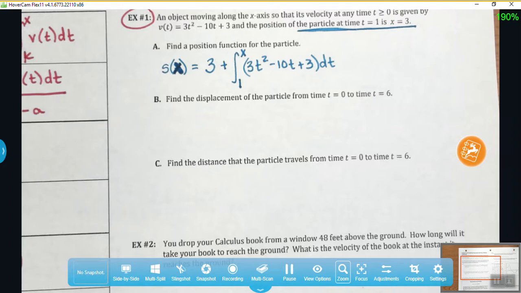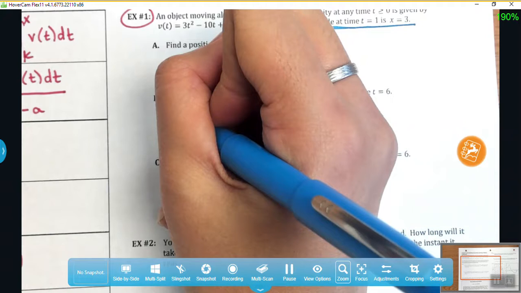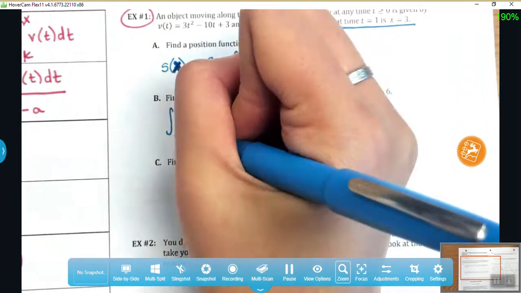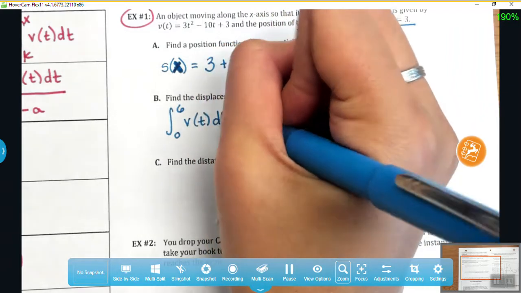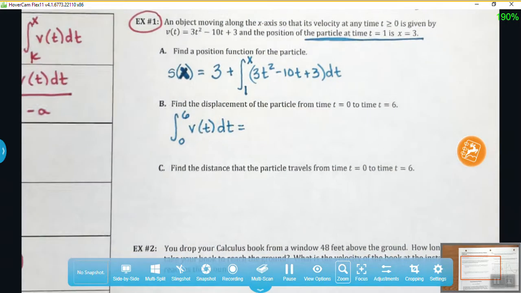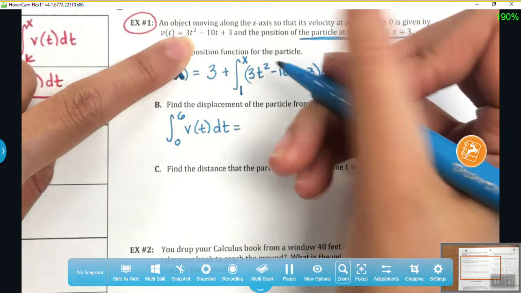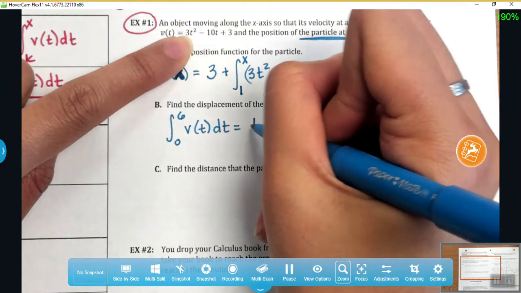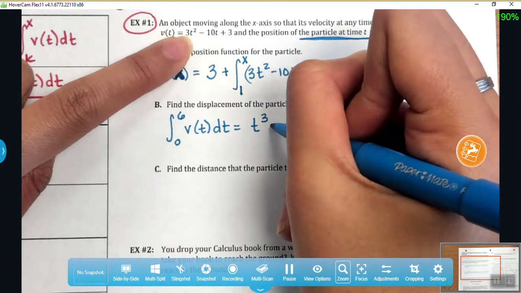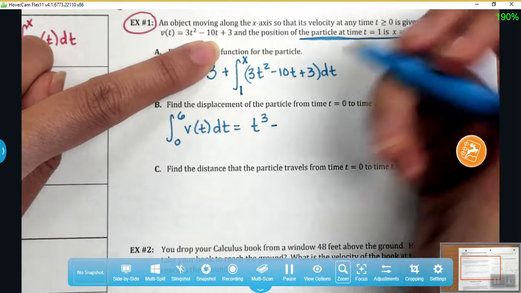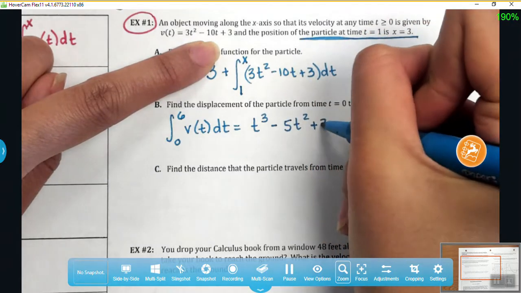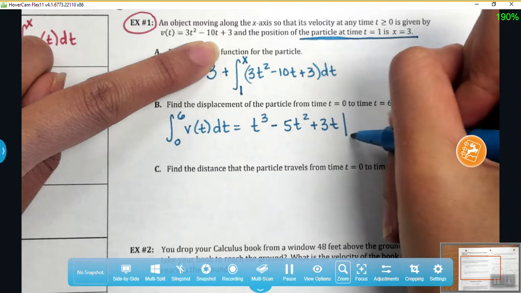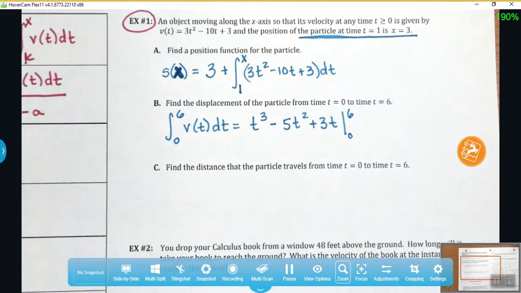Find the displacement of the particle from 0 to 6. So that's what? Just the integral from 0 to 6 of velocity. Okay, I gotta integrate this. t cubed minus 5t squared plus 3t from 0 to 6. Don't need the plus c because we've got a definite integral here.